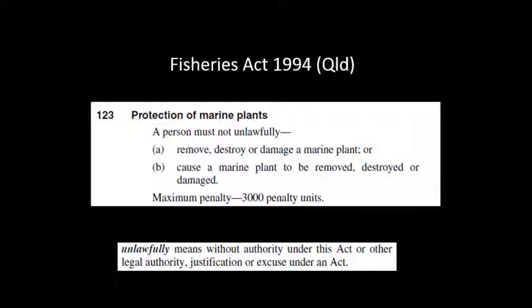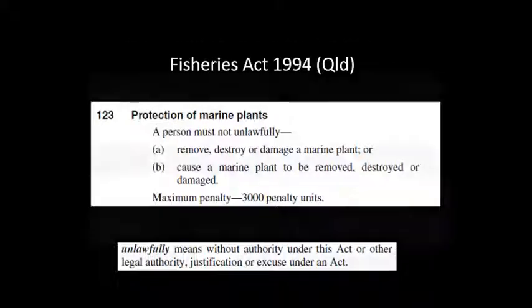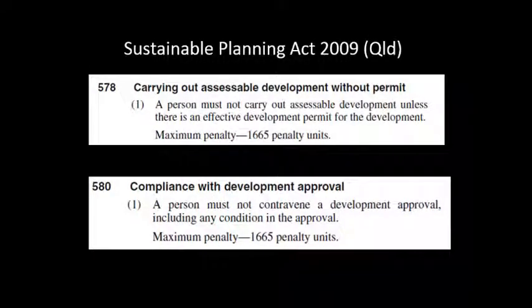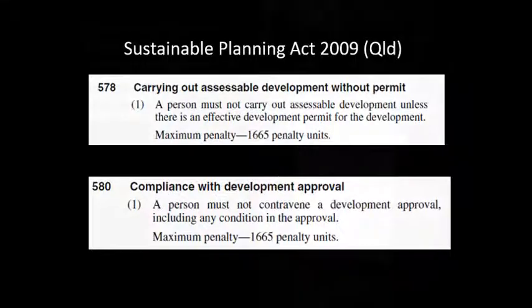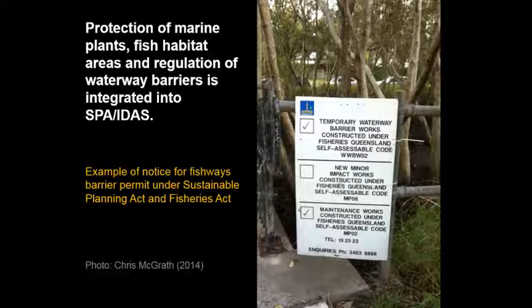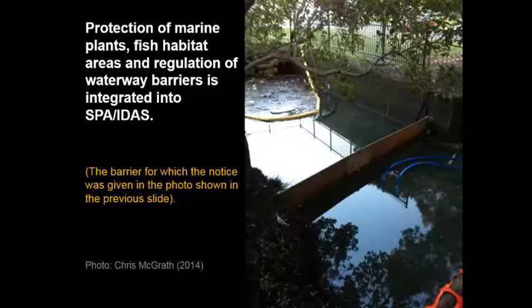And he breached a number of laws. The Fisheries Act has protection of marine plants, including things like mangroves, and also the planning laws. So now the Planning Act 2016 has similar laws that stop development of a whole range of things, including damaging marine plants. So those sorts of planning laws, you might see signs up. Just near where I live in Woolloongabba, at the moment they're doing work in a creek. So they've got this little sign up about this temporary waterway barrier that they've built, and they're indicating to the public that this is done in accordance with the law.